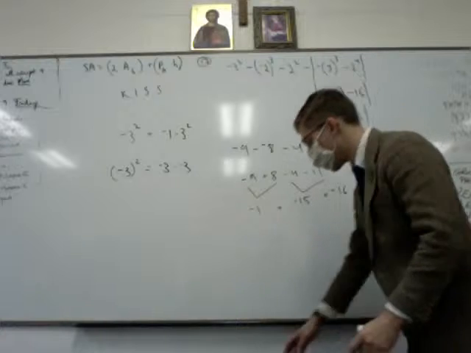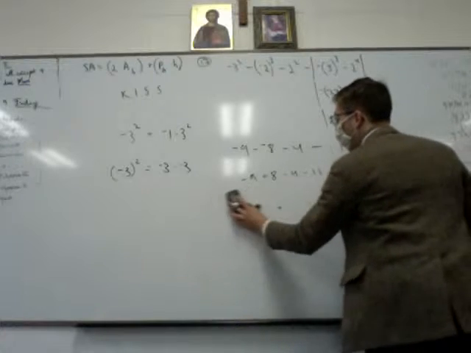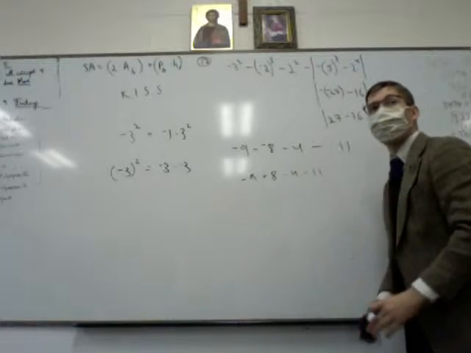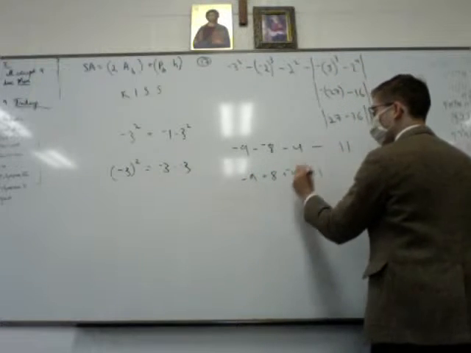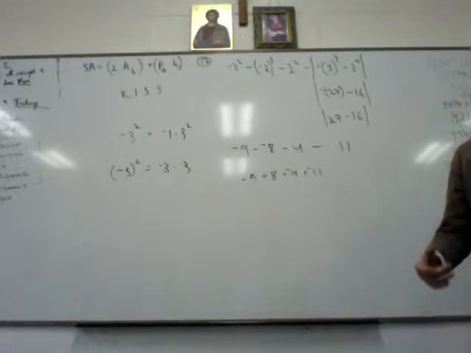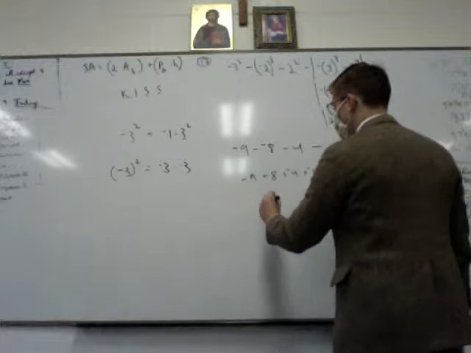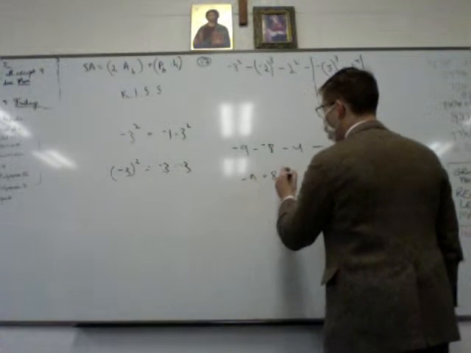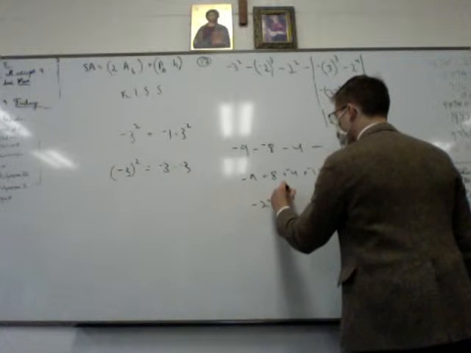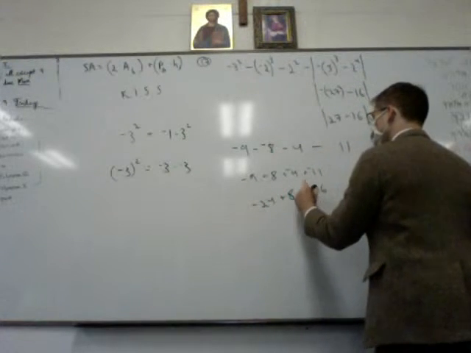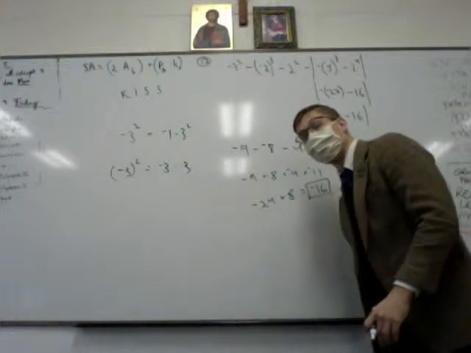The other thing that you can do when you have a mix of negative and positive numbers to combine together, because remember this is -9 plus 8 plus -4 plus -11, is we can combine all the positives together and all the negatives together. So we'll get -9 plus -4 is -13, -24 plus 8, and then -16. Either way, that's what you should have gotten.